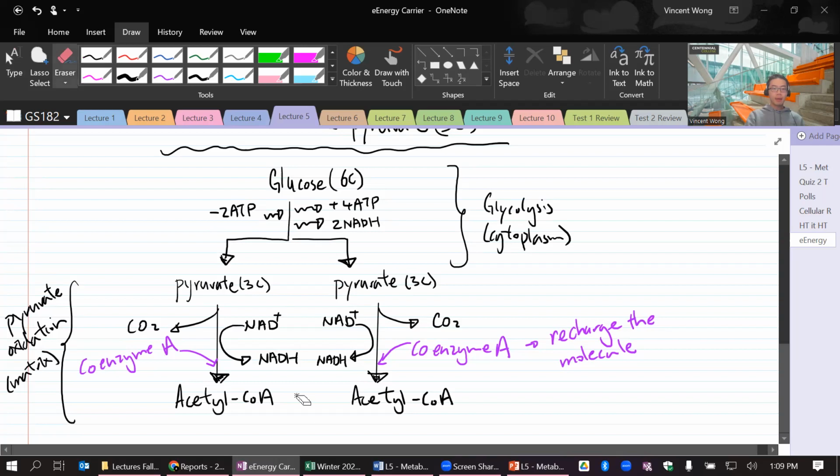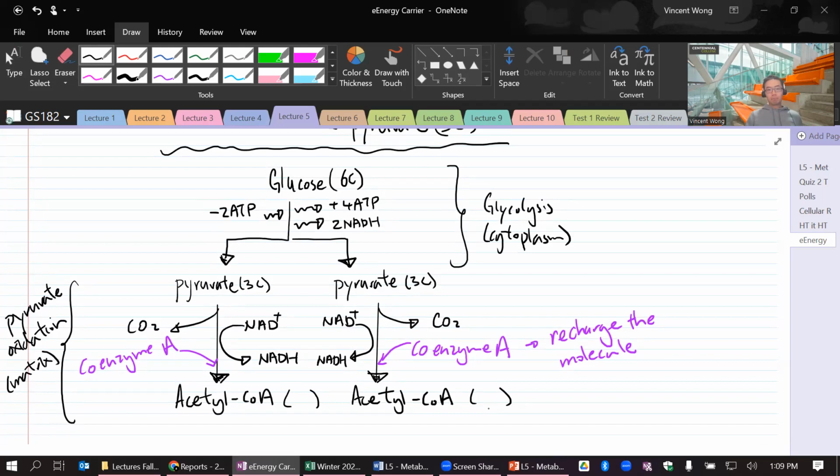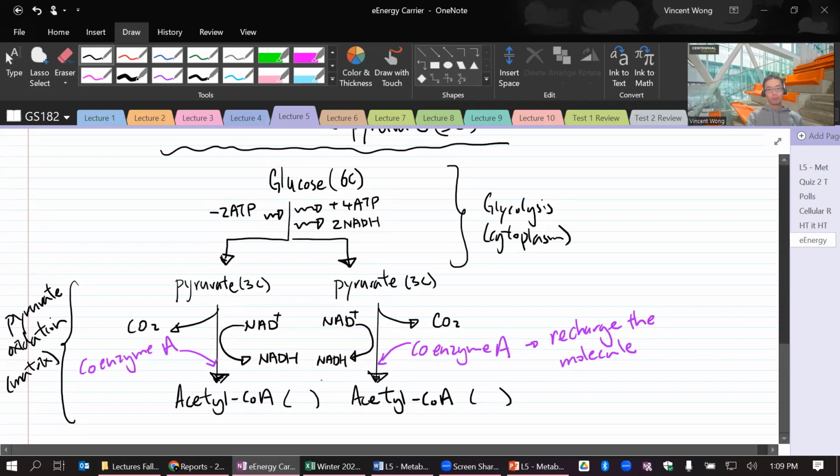So tell me, how many carbons does the acetyl-CoA have? How many of the original carbons from the glucose do we have at this point? Well, the pyruvate had 3, right? And we removed carbon dioxide from it. So now it's going to be 2 carbons.